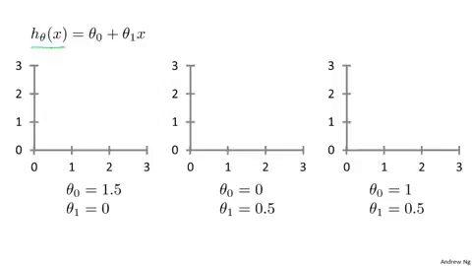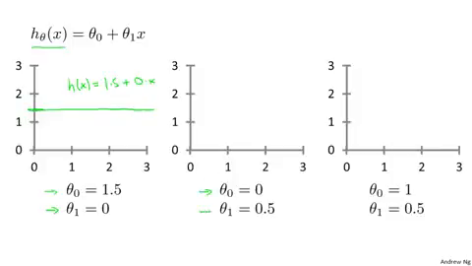I know some of you will probably already be familiar with what I'm going to do on this slide, but just to review, here are a few examples. If theta 0 is 1.5 and theta 1 is 0, then the hypothesis function will look like this. Because your hypothesis function will be h of x equals 1.5 plus 0 times x, which is this constant value function that's just flat at 1.5.